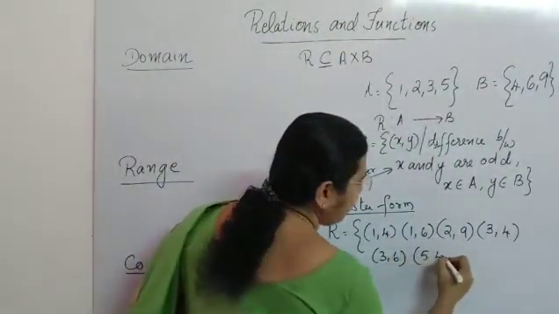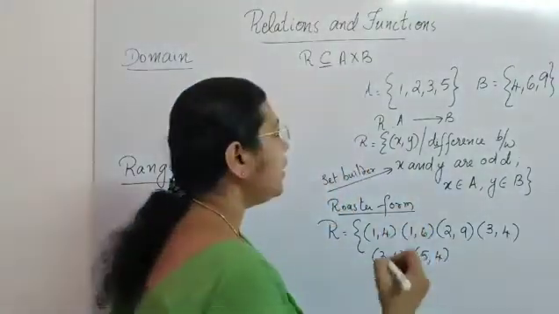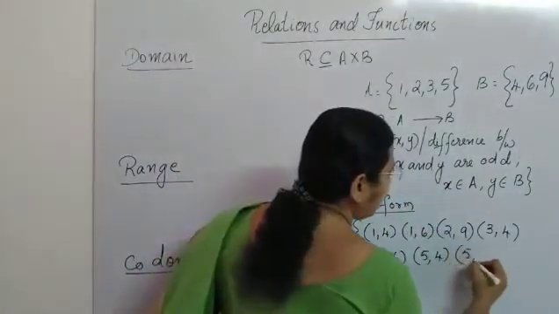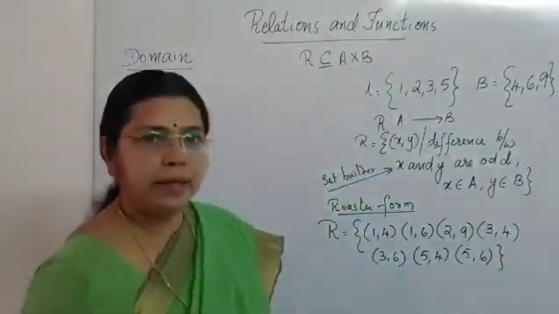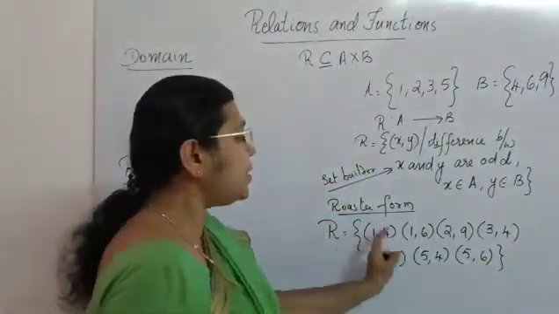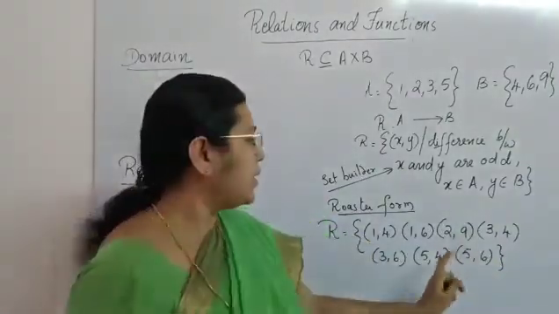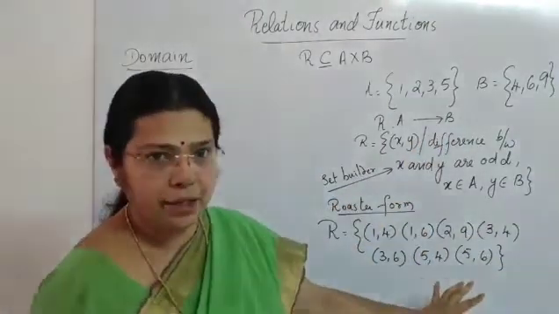(5, 4) definitely falls for this particular relation. Then (5, 6), yet another element in this relation. And what about (5, 9)? It won't be there in the relation. So these are the ordered pairs that satisfy the given relation.